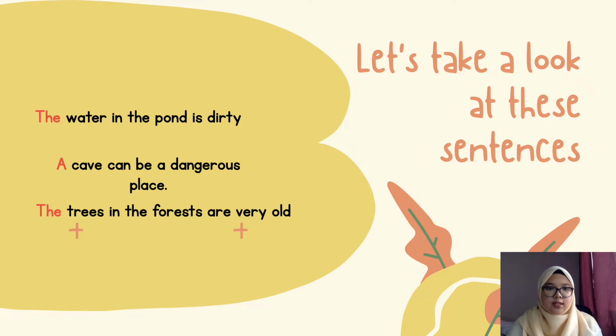Okay, yes, in these sentences, we have several articles included. First we have the, and then the water in the pond is dirty. And the second sentence, we have a cave can be a dangerous place. Then for the, we have the trees in the forest are very old. Okay, let's take a look at the functions for each of these articles.